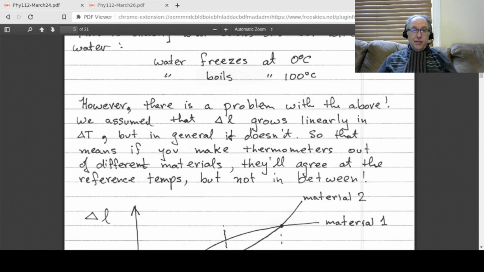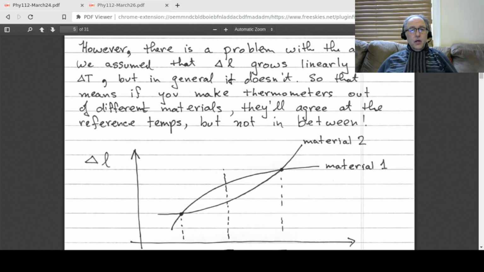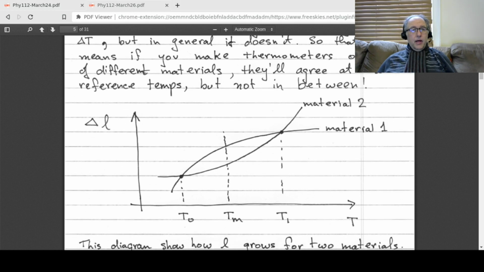They would agree at a middle temperature if there really was linear expansion, meaning that delta L really was linear in delta T. But it doesn't quite work out that way. Most materials have a bit of a curvature to their expansion rate. In other words, they'll expand a little bit slower at first and then start to expand faster, or the other way around. They'll expand fast at first and then their expansion will slow down as the temperature increases. So depending on the two materials you have, they'll begin to disagree at the middle temperatures.